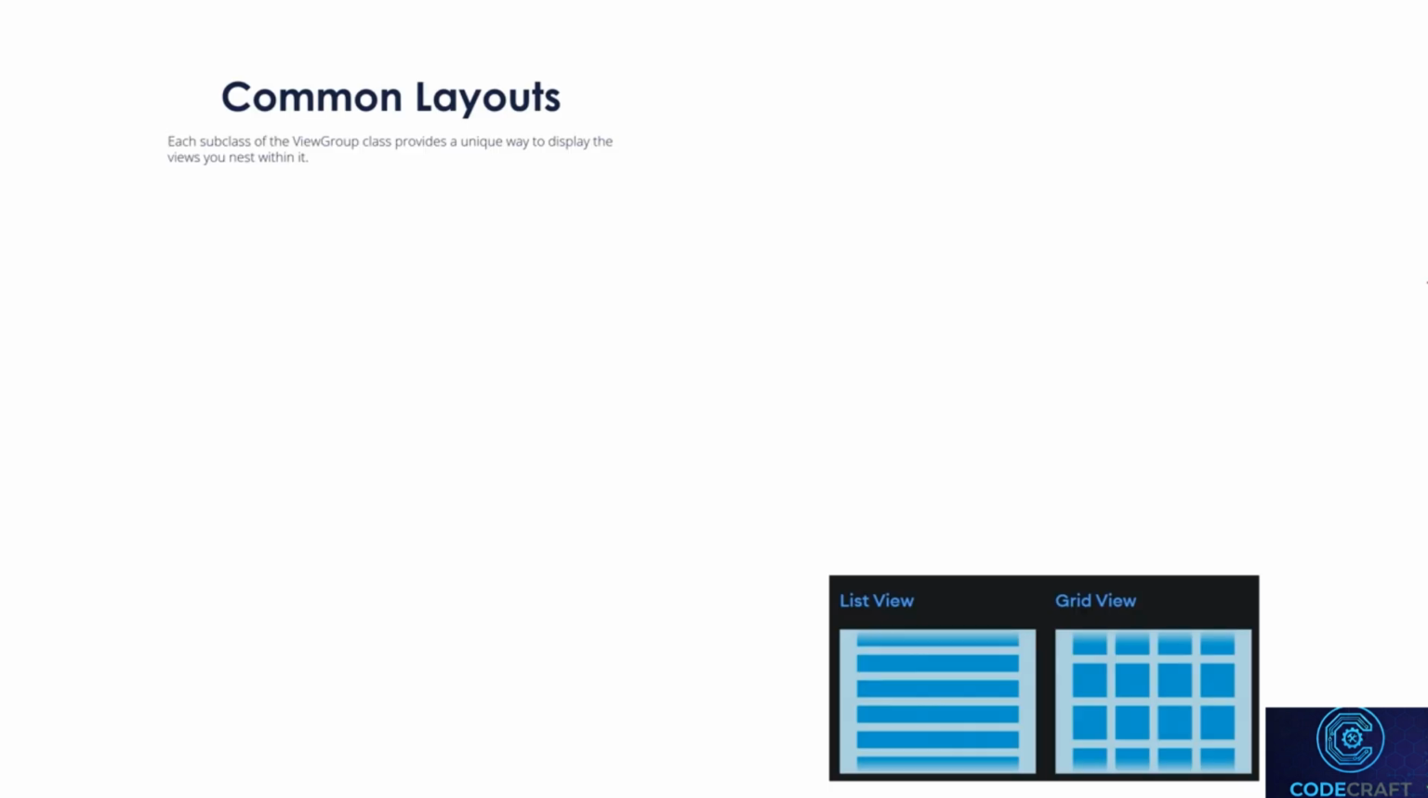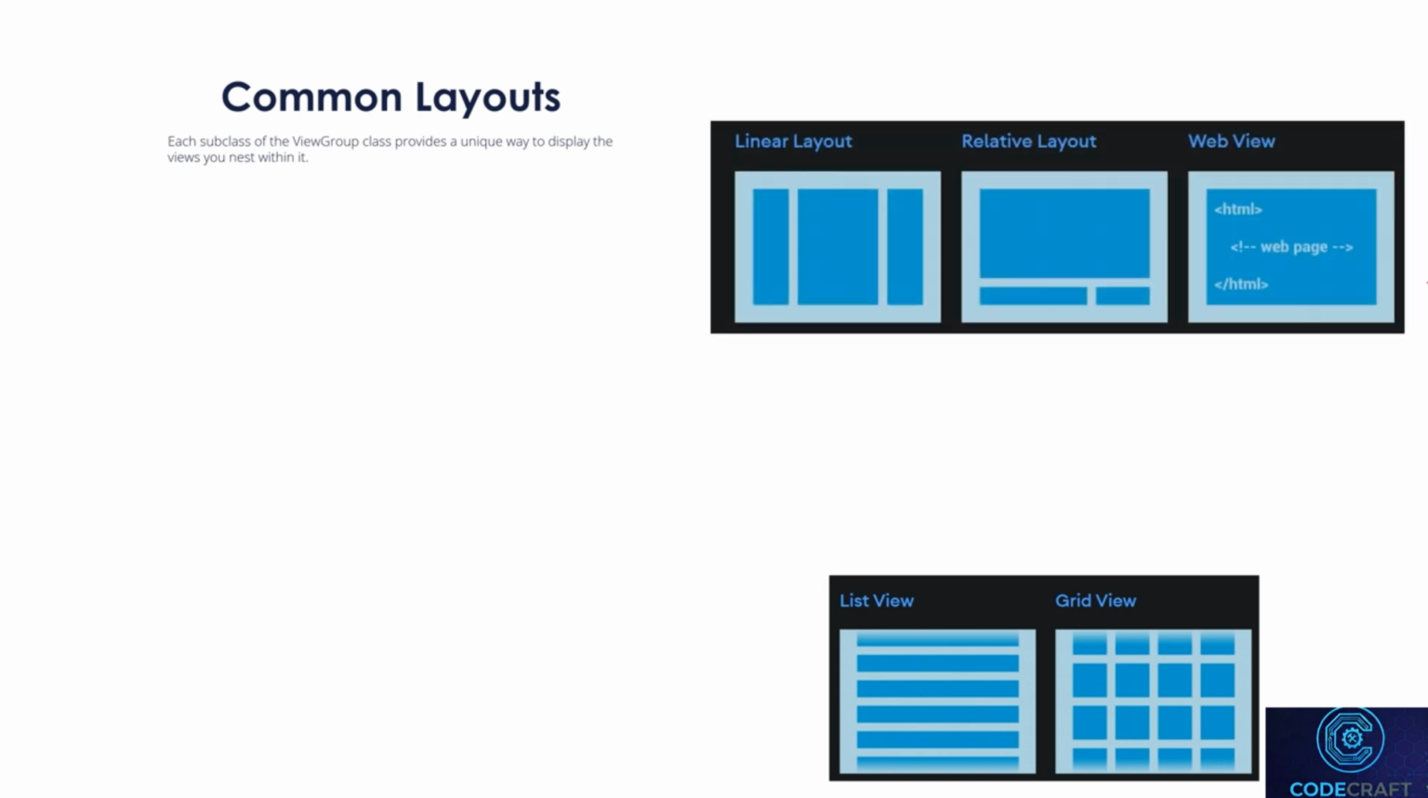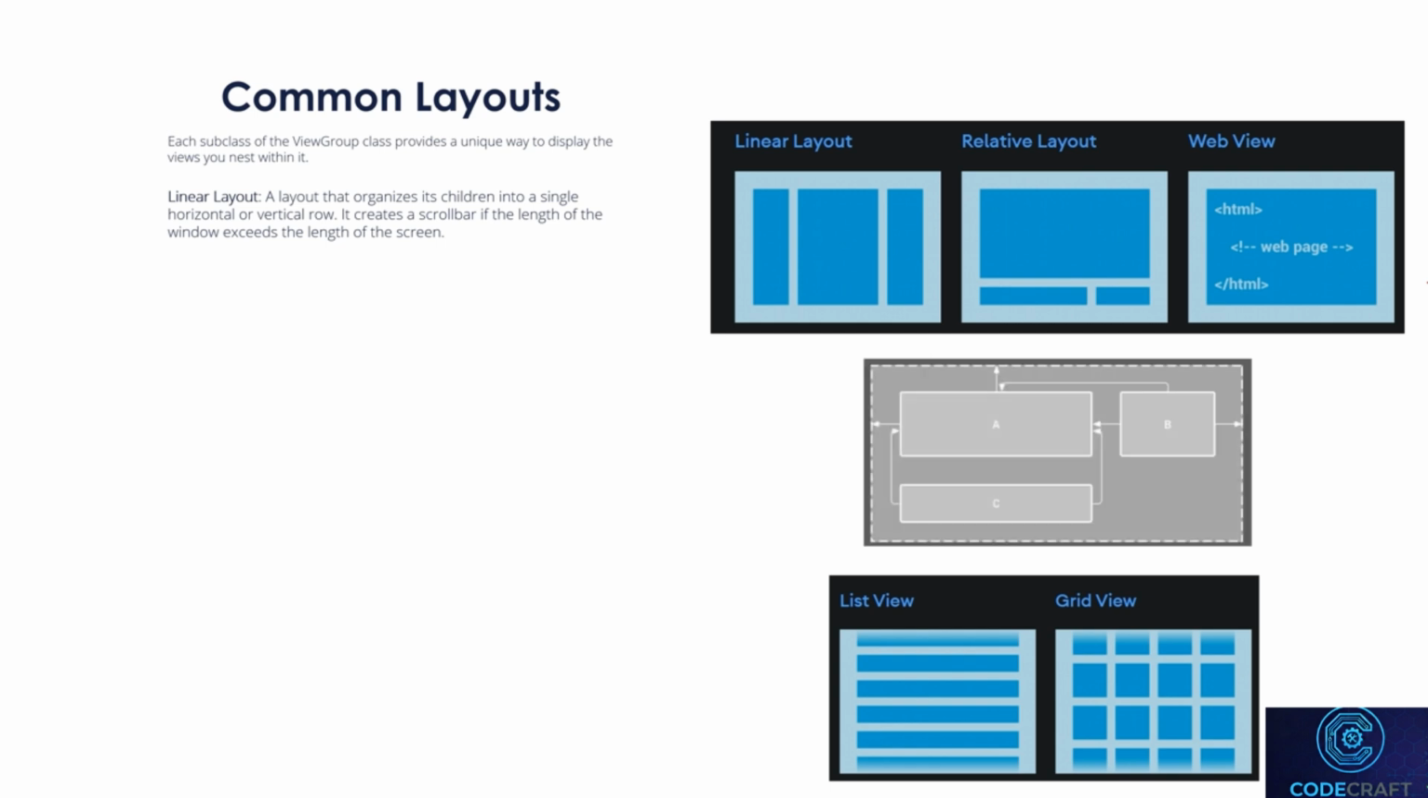Let's learn about the different types of layouts in Android. There are several types of layouts available in Android Studio, each catering to different design needs. Linear layout. This layout arranges its child views in a linear fashion, either horizontally or vertically. It's often used for creating simple lists, rows, or columns of elements.